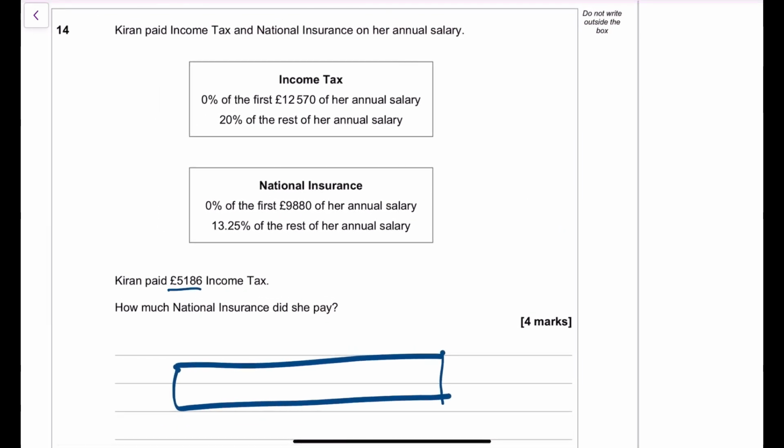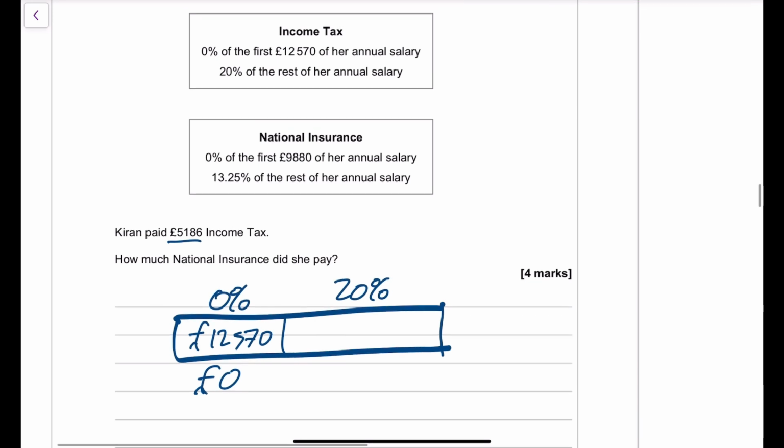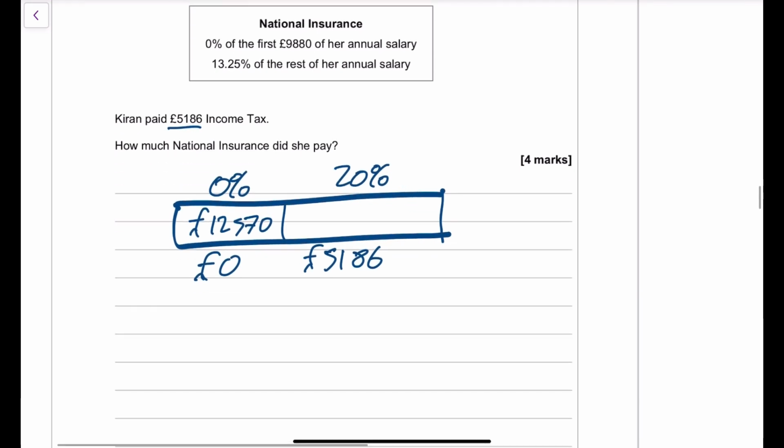Right, normally what I would do is I would work out what is in the 0% box. So that was the income tax. He's not getting charged for the first 12,000. So he pays 0% on that, and 20% on this. That's how we're going to work it out. 0% of anything is 0. And then his income tax, because there's nothing else, this one here has to be 5,182. Okay, so we can sort of reverse engineer then to find this missing thing.